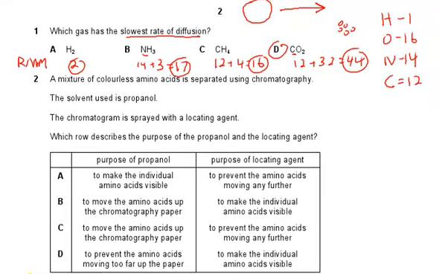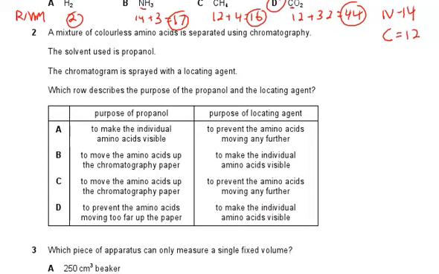Okay, let me scroll higher. Now your second question here. A mixture of colorless amino acids is separated using chromatography. The solvent used is propanol. The chromatogram is sprayed with a locating agent. Okay, this locating agent is used to identify the substance which is colorless. So that's the purpose of a locating agent. Which row describes the purpose of the propanol and the locating agent? The propanol is to diffuse into the chromatography paper.